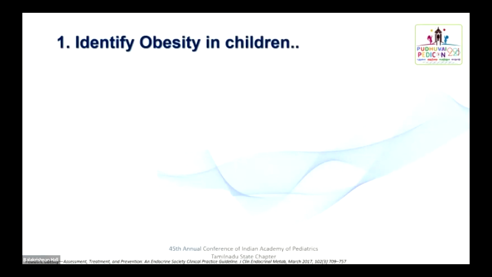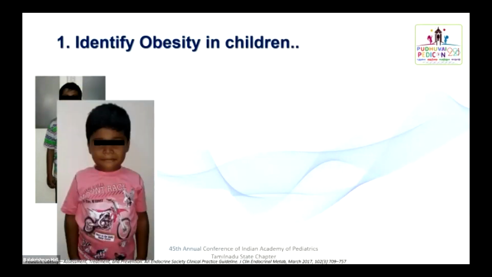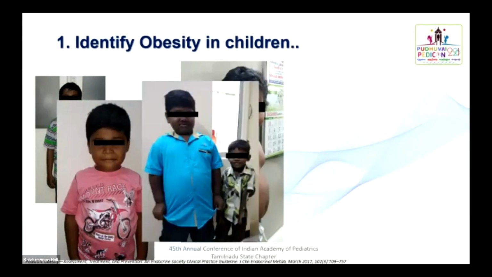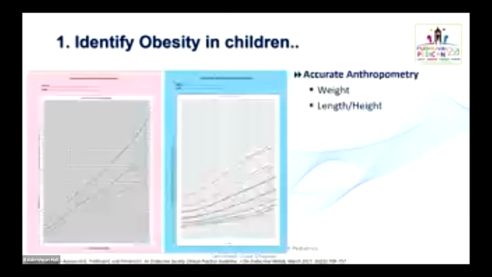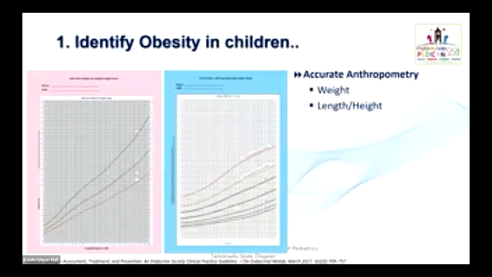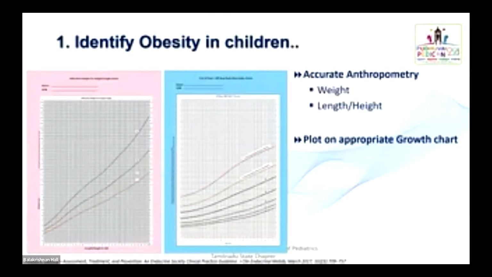How do we identify obesity in children? Gone are the days when we look at a child and say, oh, this is obese, or maybe overweight. What does this one look like? Or for that matter, this child. Sometimes you can compare: this is the same age child, the normal child on that side and the bigger child on this side. No, we need to accurately measure the weight and height of the child. It has to be plotted on age-appropriate growth charts.